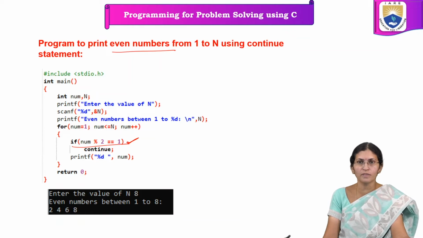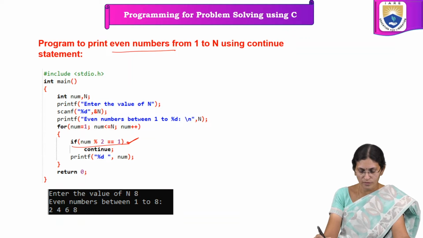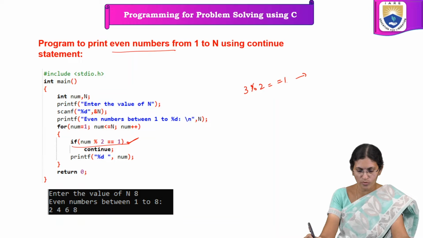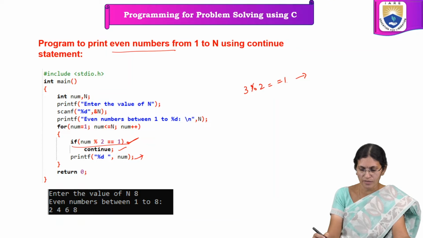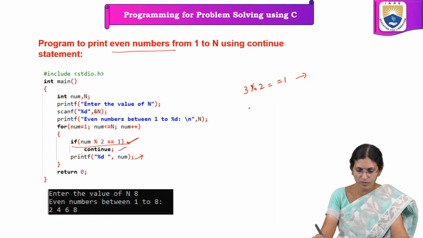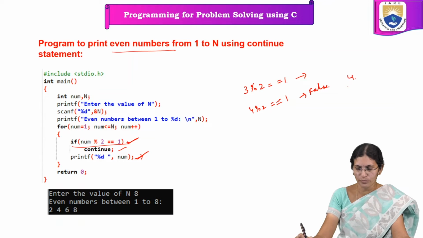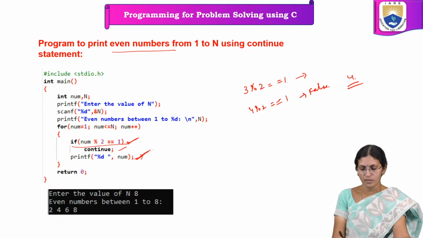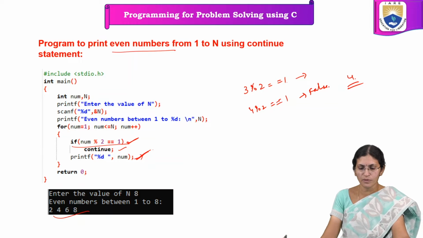So if num mod 2 is equal to 1, so 3 is an odd number, 3 mod 2 is equal to 1. So this condition is true. When this condition is true, this continue statement will be executed and this statement will not be printed. Next, when 4 mod 2 is equal to 0, this is not equal to 1, so this condition becomes false. Therefore, this number will be printed. This statement will be executed here. So it will print all the even numbers from 1 to n.